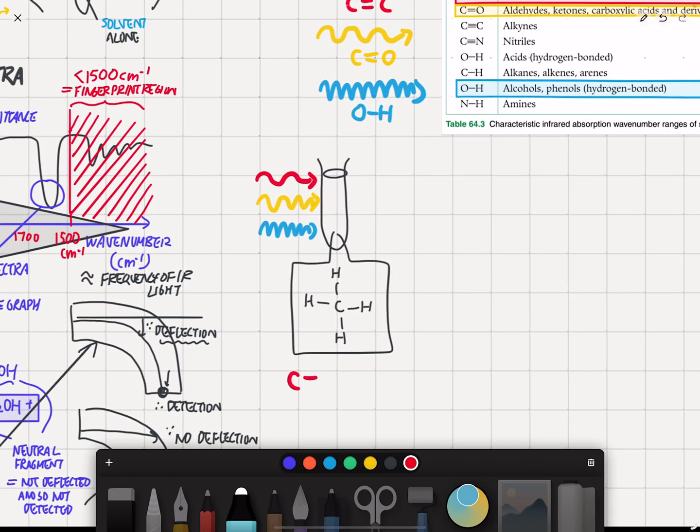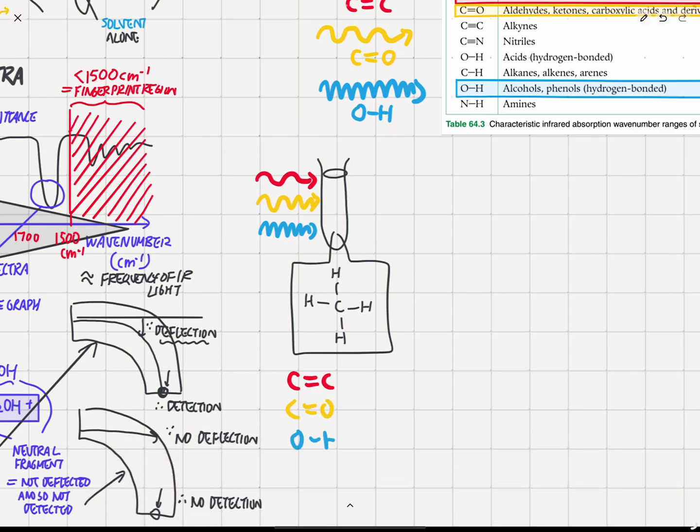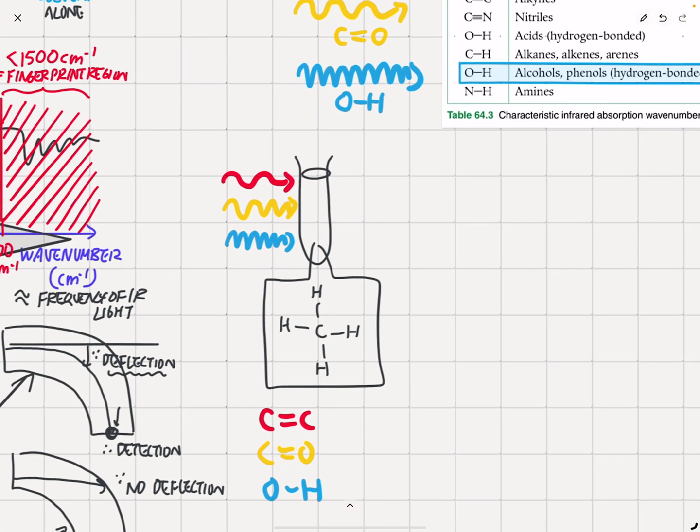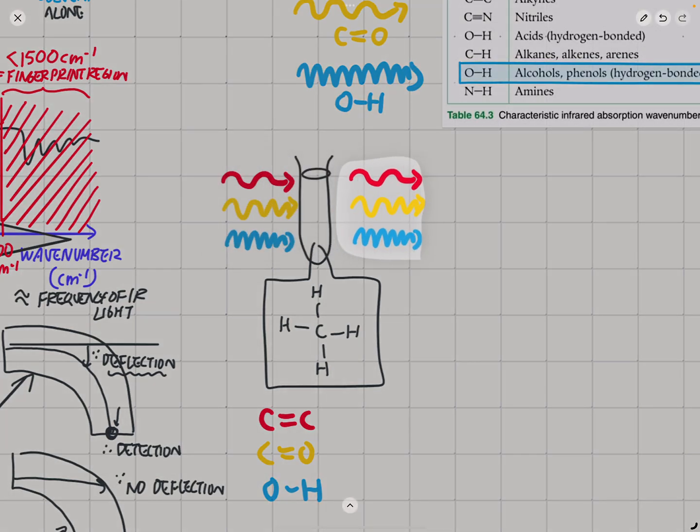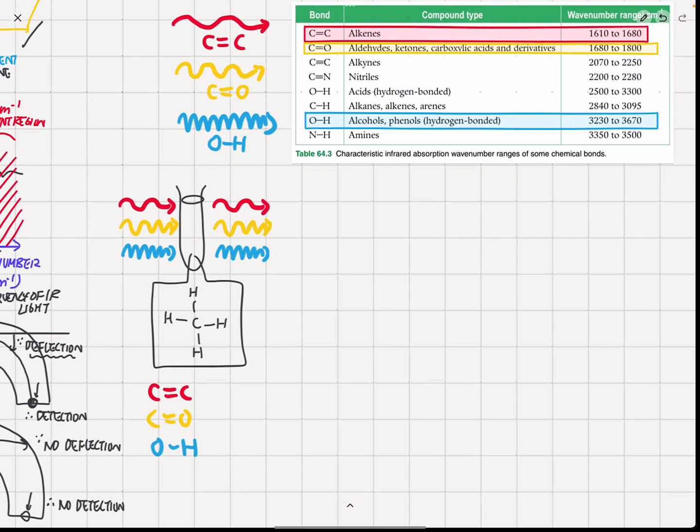Notice that CC double bond, CO double bond, OH single bond, they are all absent. So that means none of these infrared light will be absorbed. When they go in at the same time, they will also come out at the same time. None of it will be absorbed.